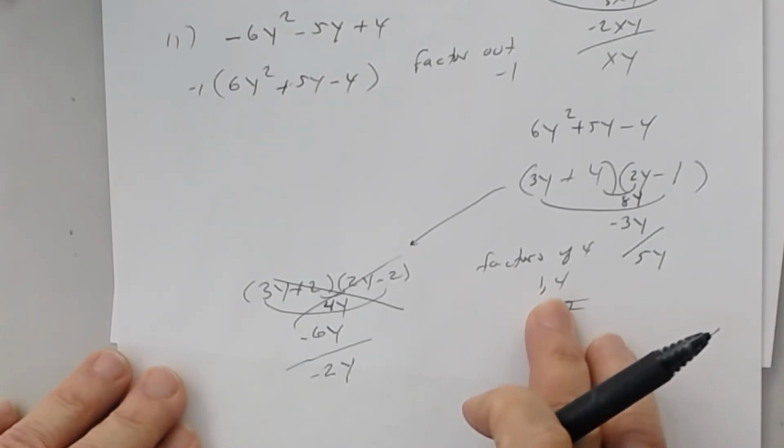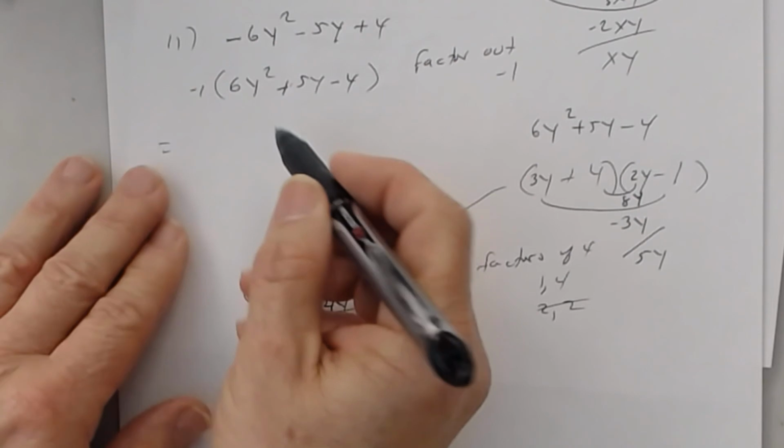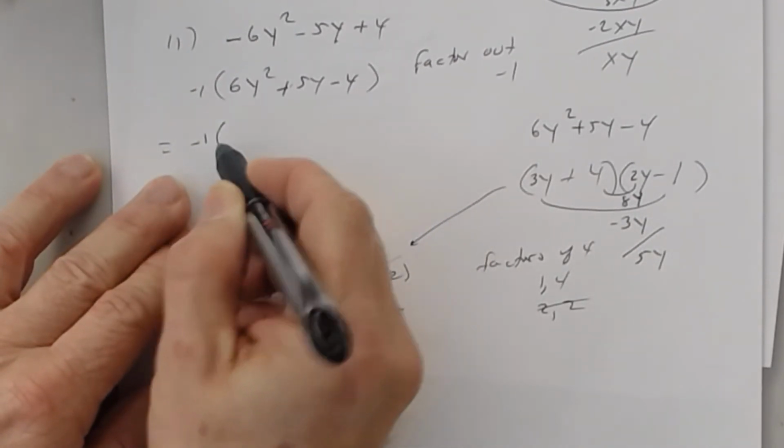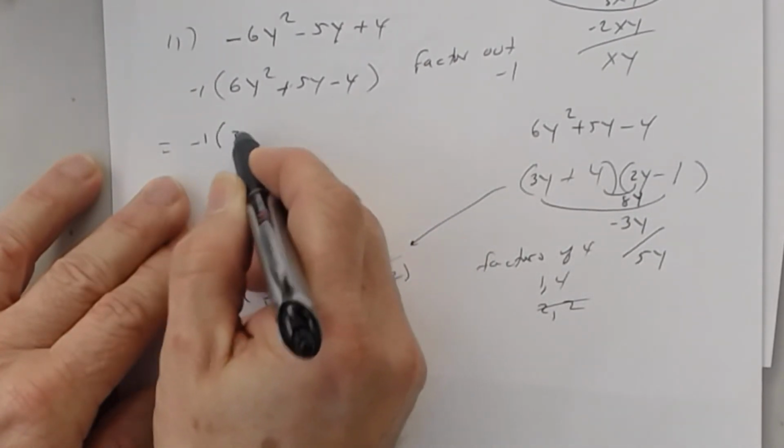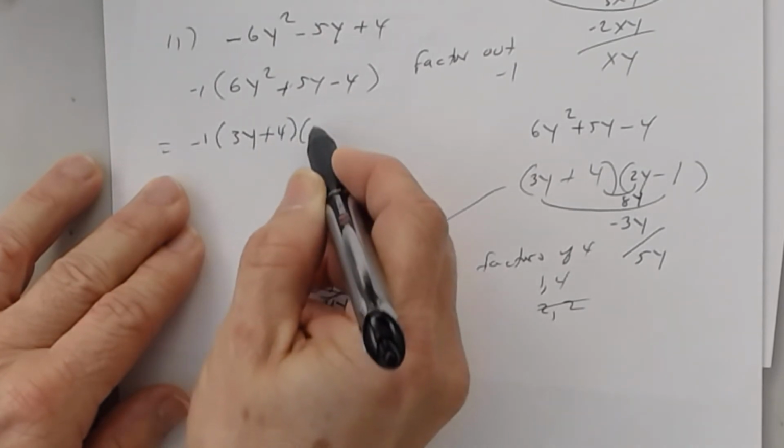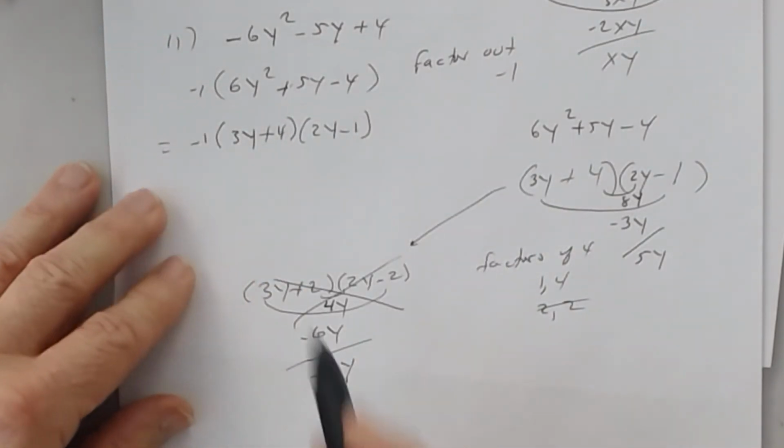Now, what's the answer, though? Negative 1 times 3y plus 4 times 2y minus 1. All right, that's the answer.